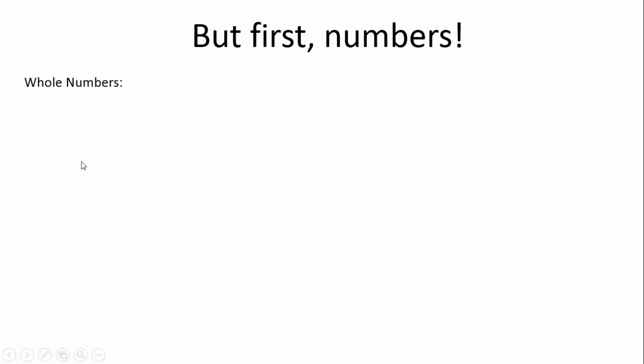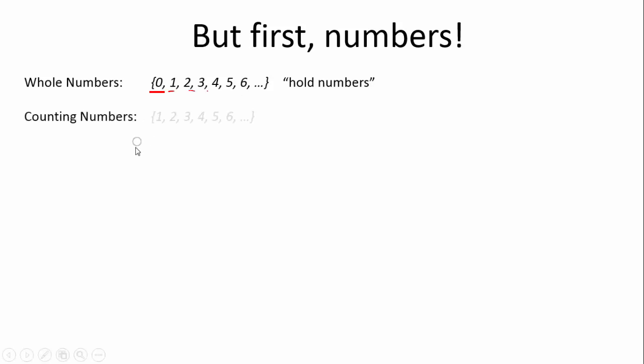What is a whole number? A whole number is any number starting at 0. It is a whole number, so it can't be a fraction. 1, 2, 3, 4, all the way up to infinity. It is what I like to call a hold number. It's a thing that you can hold in your hand. So you could hold one apple. You could hold no apples. So it starts at 0, it goes all the way up, and it does not include fractions, and it does not include negative numbers.